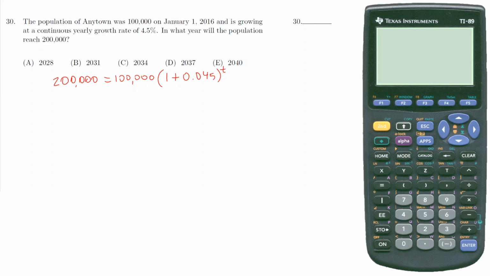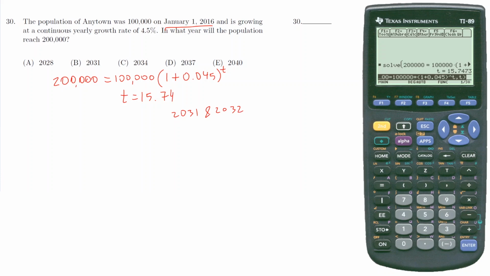That's pretty much it. So on the calculator, let's type in solve, F2, solve 200,000 equals 100,000 multiplied by 1 plus 0.045 to the power of t, comma t. Boom, solve. So the answer is t equals 15.74 years. Right now we are on January 1st, 2016. So let's add 15 to 16 years. Therefore, it's going to be anywhere between 2031 and 2032. So it's B.